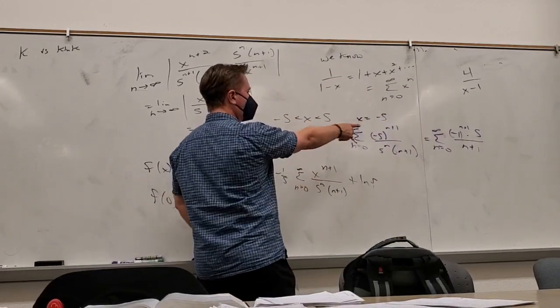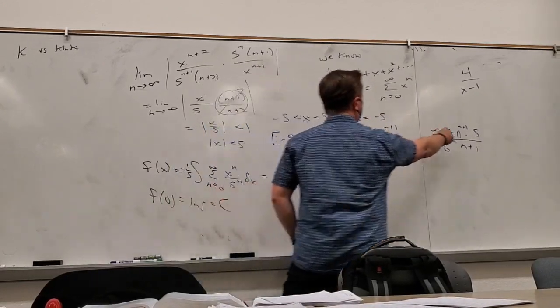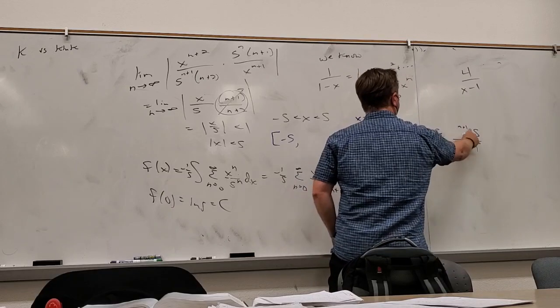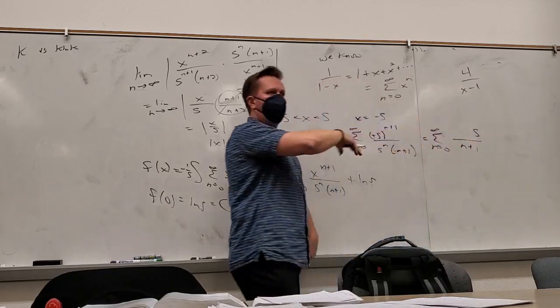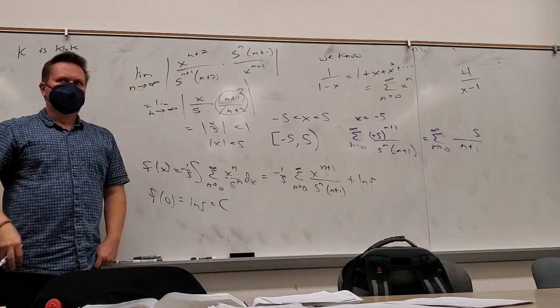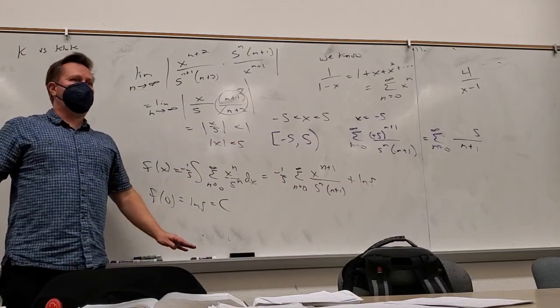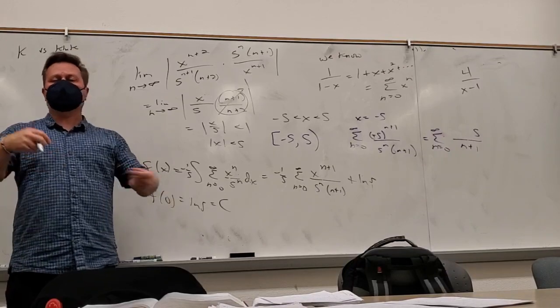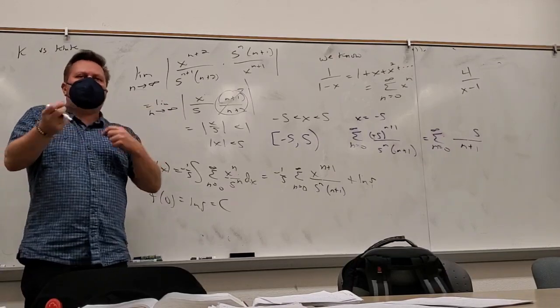Now, can somebody see what's going to happen if I just put a positive 5? I don't get the negative dependence. Then it's purely harmonic, which is divergent. So anything could happen with the endpoints. They could both work, they could both not work, one could work and the other not.